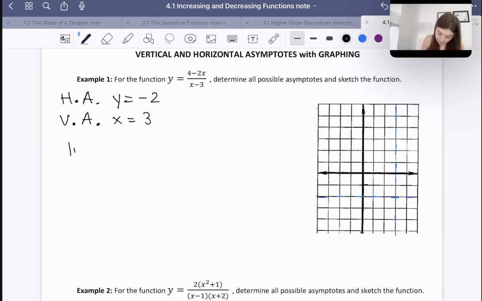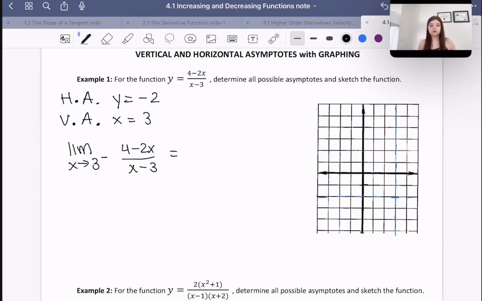I need to figure out what is the limit as x approaches 3 from the left of (4 minus 2x) over (x minus 3). Okay, so let's figure out what this is. Well, we're approaching 3 from the left. So what is this going to be at something that's really, really close to 3, but not quite 3, right? Because we're approaching from the left. So what about something like 2.99? What would that be in that situation?